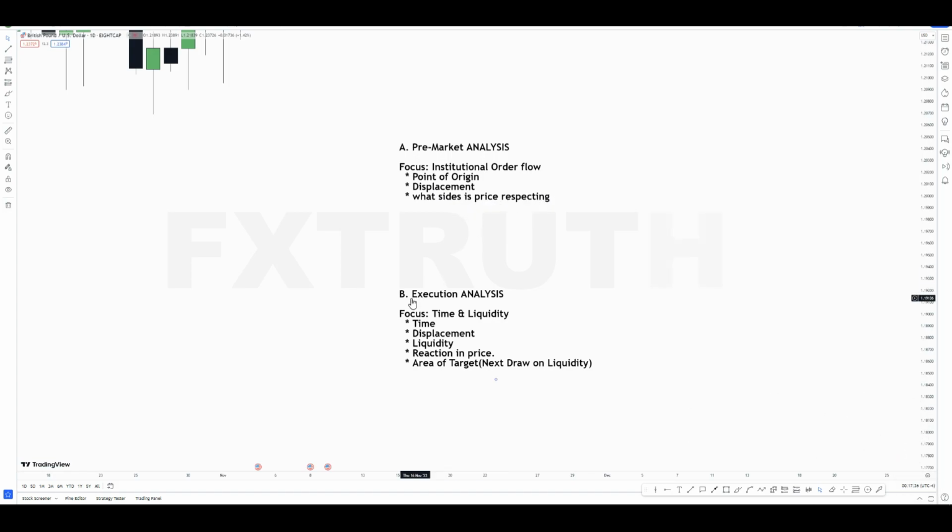The next thing we're going to be looking out for after we've identified the institutional order flow is execution analysis. Now, the focus of the execution analysis is time and liquidity. So, under time and liquidity, we're looking at a particular time zone, either using the ICT Silver Bullet or the London or the New York kill zone. Then we're looking out for displacement within that zone. We're looking out for a reach of liquidity, then a reaction in price, then an area of target, which is going to be the next draw on liquidity.